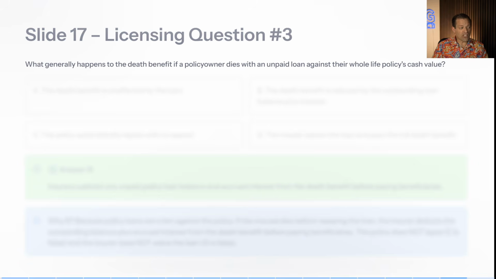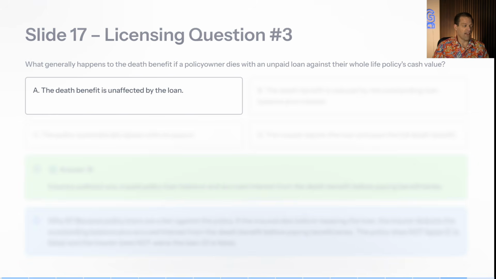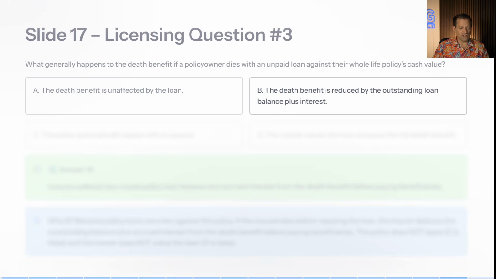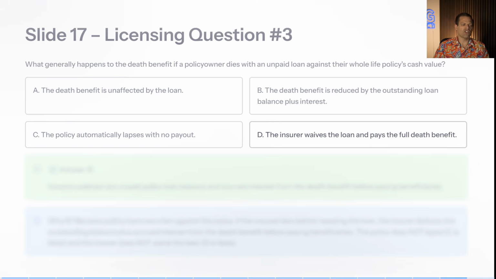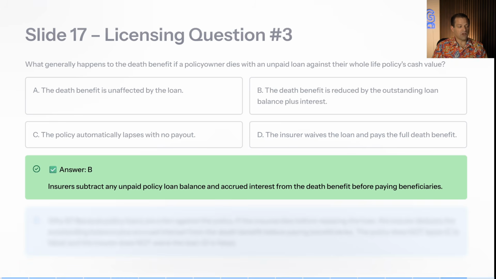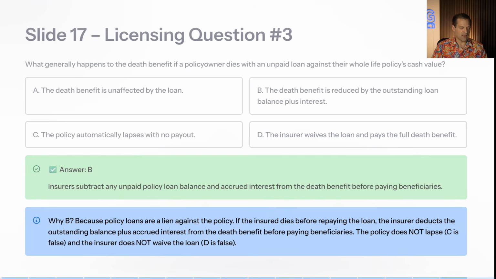Question 17. What generally happens to the death benefit if a policy owner dies with an unpaid loan against their whole life insurance policy value? The death benefit is unaffected by the loan. The death benefit is reduced by the outstanding loan plus interest. The policy automatically lapses with no payment, or the insurer waives the loan and pays the full death benefit. What's the answer? The answer is B. The insurer subtracts any unpaid policy balance and accrued interest from the death benefit before paying beneficiaries.